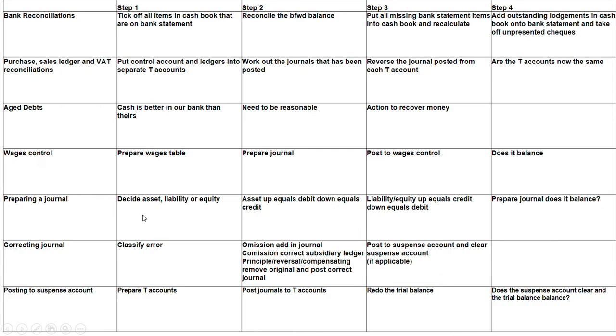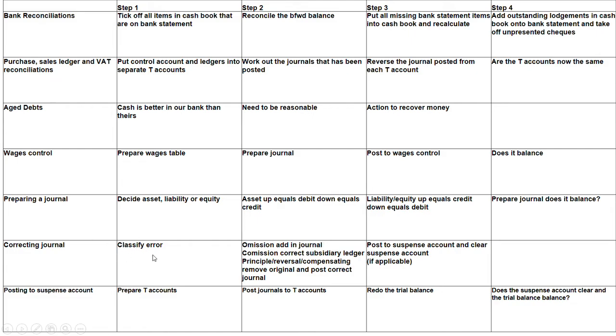I'm saying first of all, decide whether this thing is an asset, a liability or equity. An asset going up is a debit, an asset going down is a credit, a liability or equity going up is a credit, and a liability or equity going down is a debit. Then you prepare your journals, does it balance? That's it. So you can see very much methodical approach here.